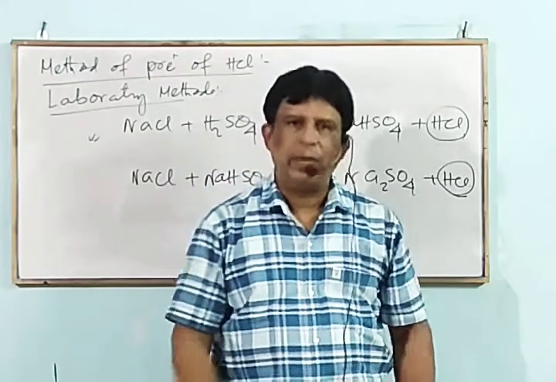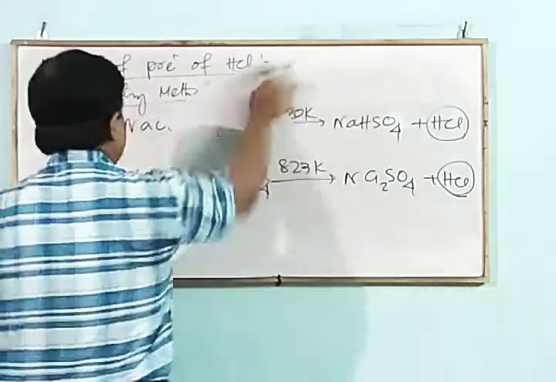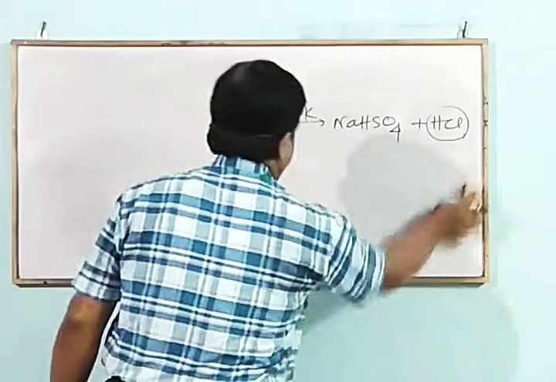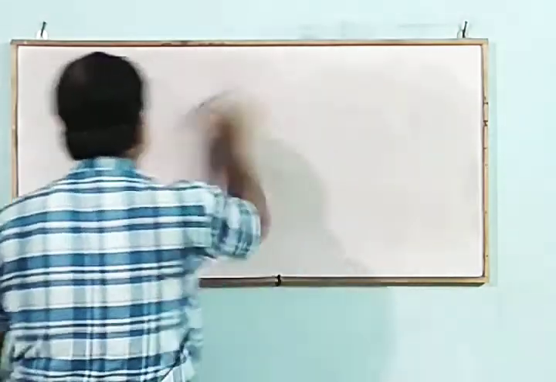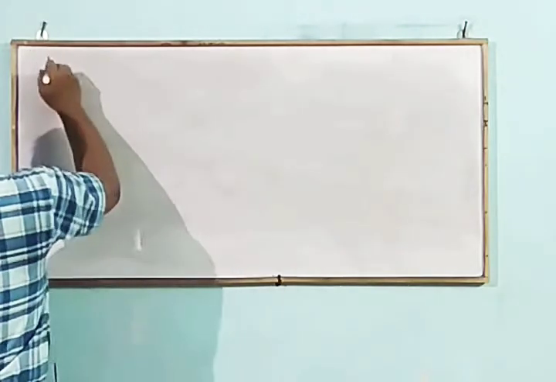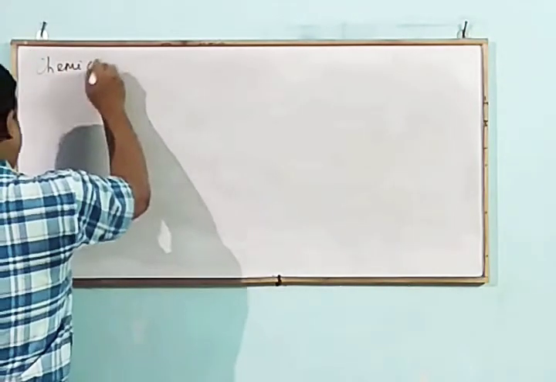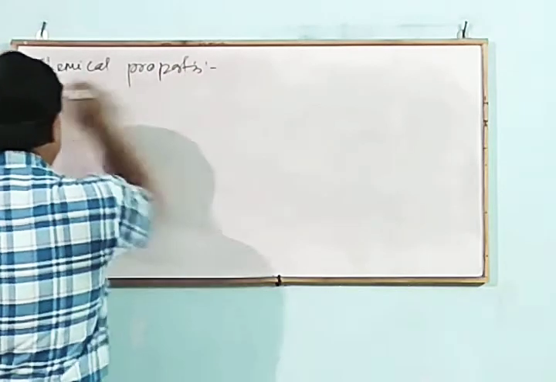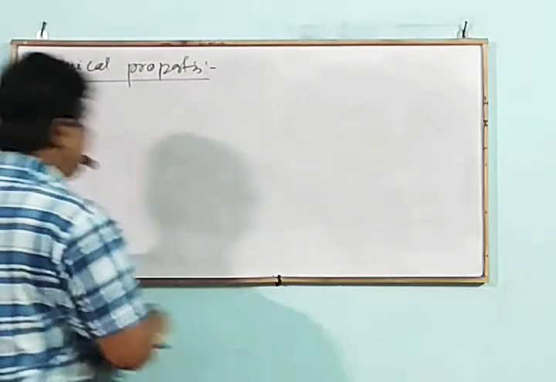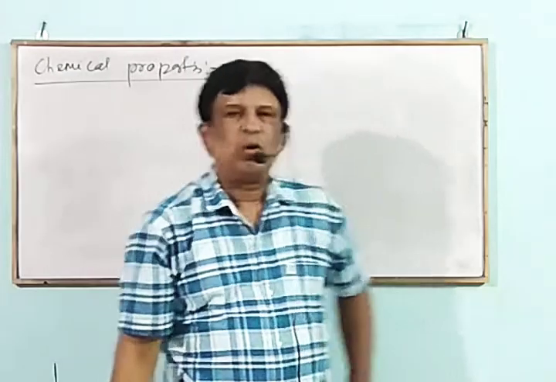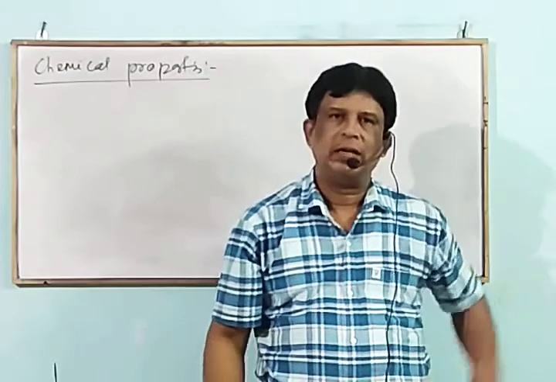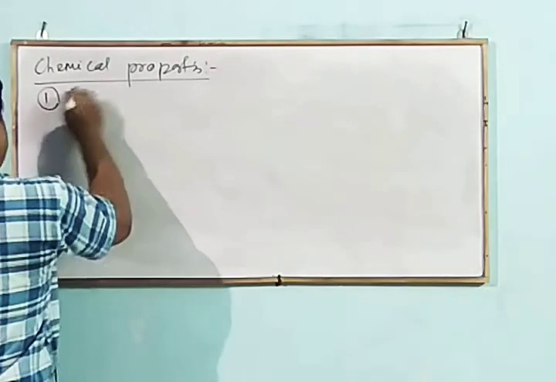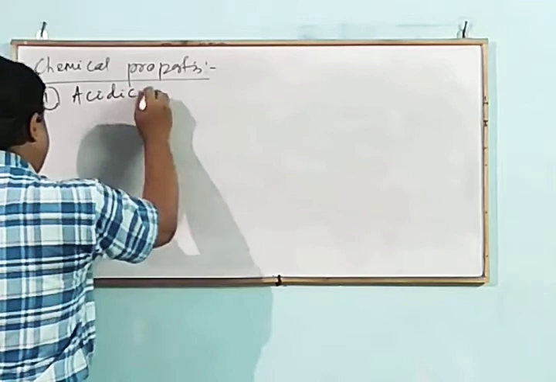Next, switch over to the chemical properties of hydrochloric acid. We know that hydrochloric acid behaves as an acid. So the first chemical property is acidic nature.